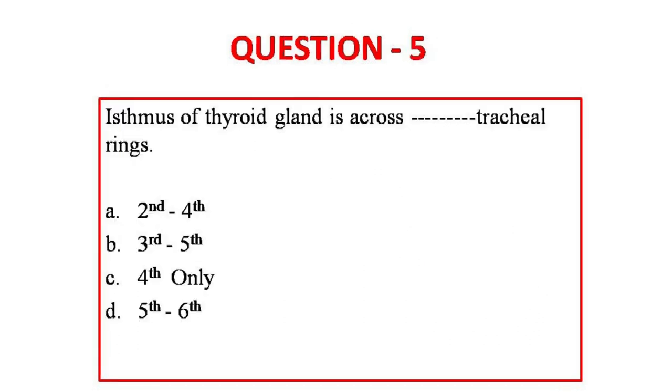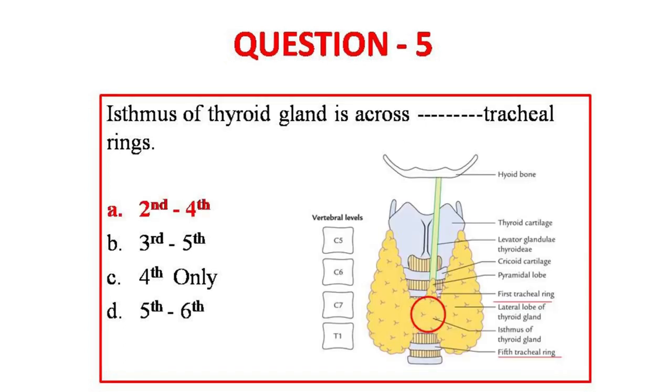So moving on to question number 5. The isthmus of the thyroid gland is across dash tracheal rings. They've given us 4 options: 2nd to 4th, 3rd to 5th, 4th only, and 5th to 6th. So let's see the picture. The answer for this question is 2nd to 4th. If you see the picture, I've just marked the 1st tracheal ring and the 5th tracheal ring, and you can see between both of these the thyroid gland is situated. So the answer is 2nd to 4th.